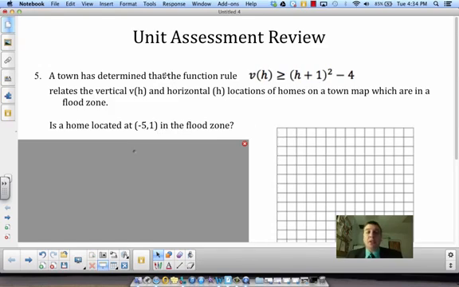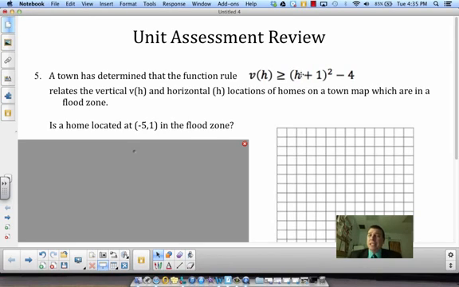A town has determined that a function rule, shown here, relates the vertical v and horizontal h locations of homes on a town map which are in a flood zone. That's the equation. We want to determine whether a house located at -5, 1 is in the flood zone. We could just substitute these values into here and determine whether it's in there or not.